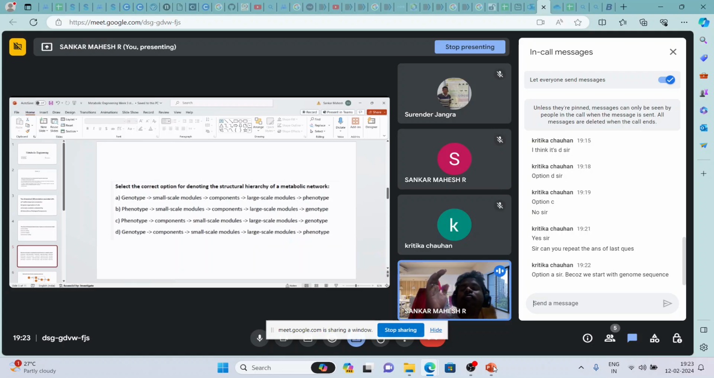But only when we look at specific interactions, we'll be able to come up with modules. This component and this component interact this way. That gives the small scale modules. And only when small scale modules are assembled together, you get the large scale module. So the right option is not option A, but rather it's option D. Was it clear? Okay.